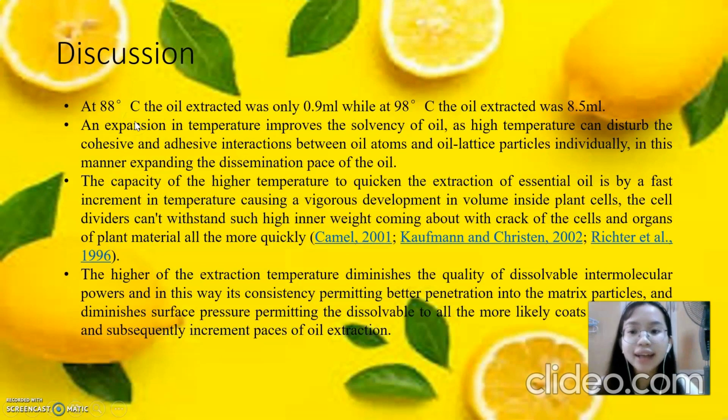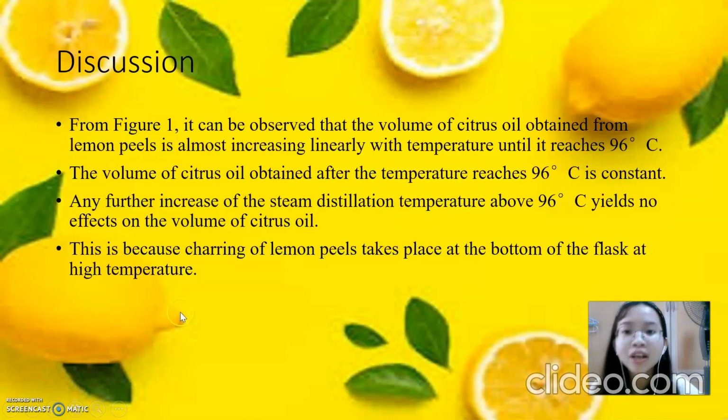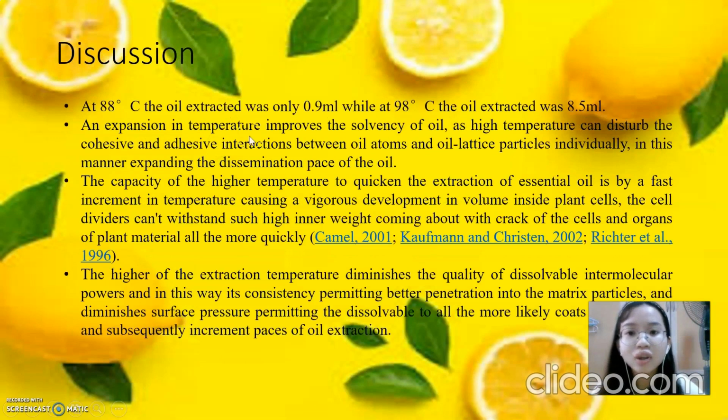So at 88 degrees Celsius, the oil extracted was only 0.9 milliliter. Okay, we can see in the graph. At 88 degrees Celsius, the oil extracted was only 0.9 ml, while at 98 degrees Celsius, the oil extracted was 8.5 ml. And expansions in the temperature improve the solvency of the oil. At high temperature, it can disturb the cohesive and adhesive attraction between the oil atom and the oil lattice particles individually. So it expands the dissemination pace of the oil.